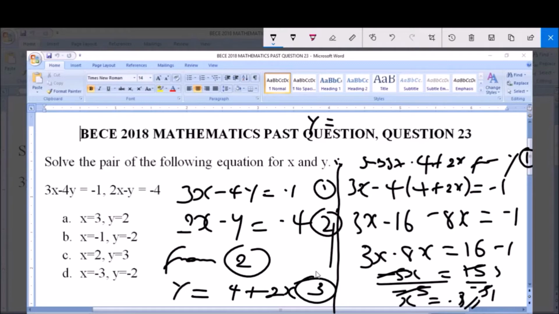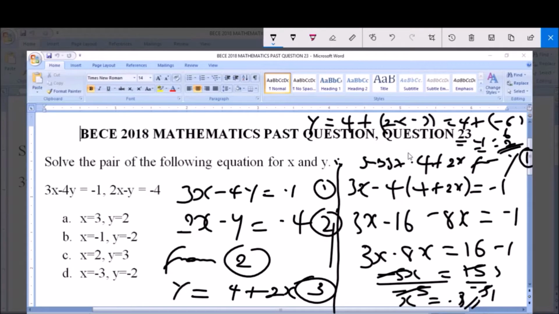We can say y is equal to 4 plus 2 times minus 3, where minus 3 is the x. And this is equal to what? 4 plus, now 2 times minus 3 will give us minus 6. 4 plus minus 6. And you know, plus times minus will give us minus. So we are having 4 minus 6, and this is equal to minus 2. So y is equal to minus 2.